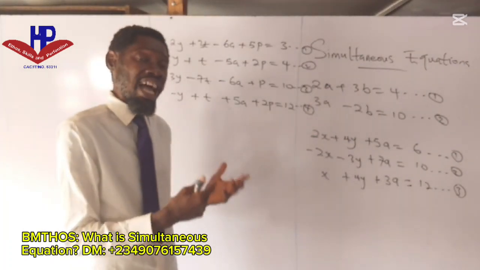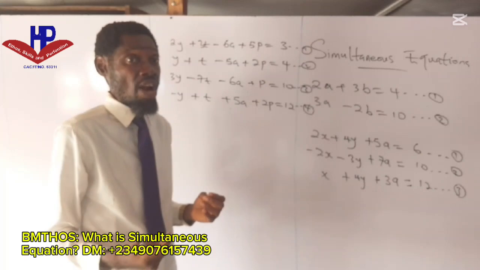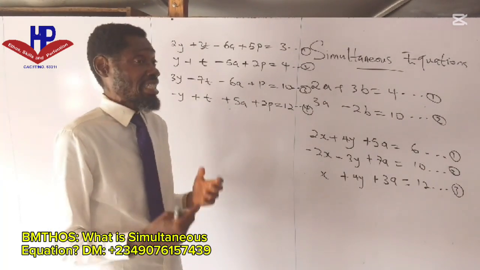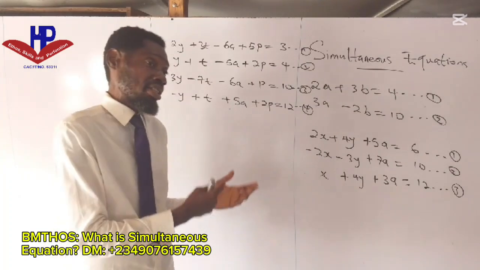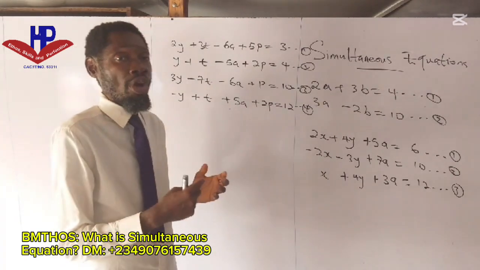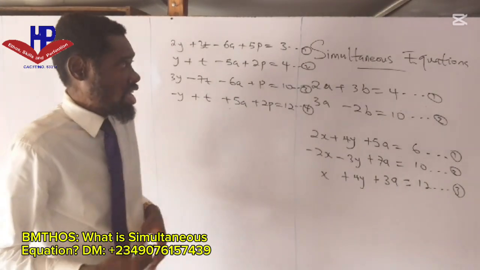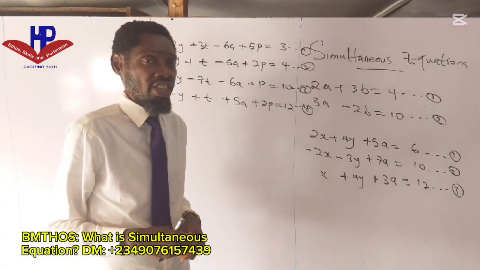We also have the Cyrus method. Cramer's method could also be classified as the determinant method. So we have the determinant or Cramer's method, and we also have the Cyrus method. These are the methods that we'll be dealing with in the course of solving simultaneous equations.